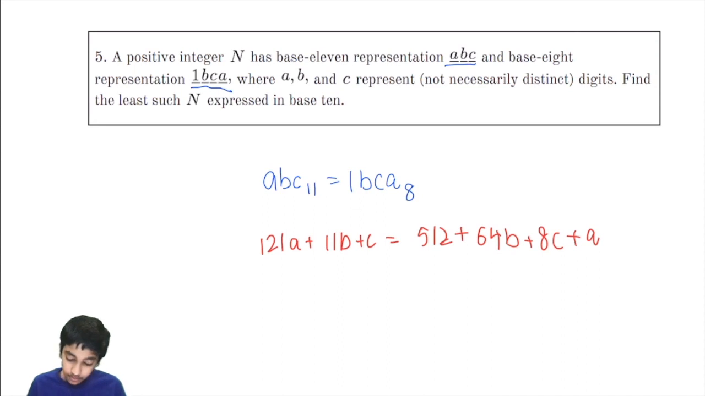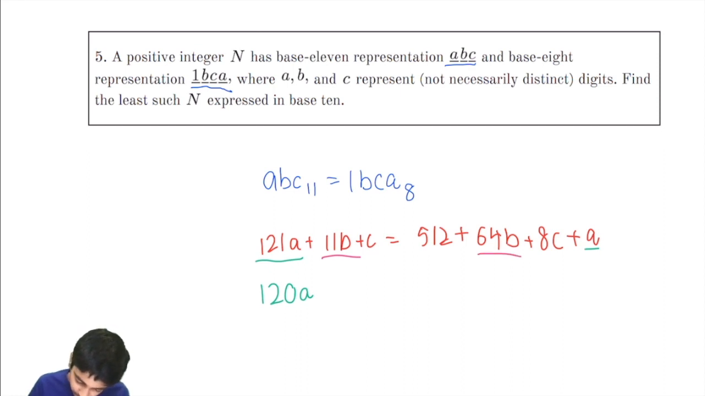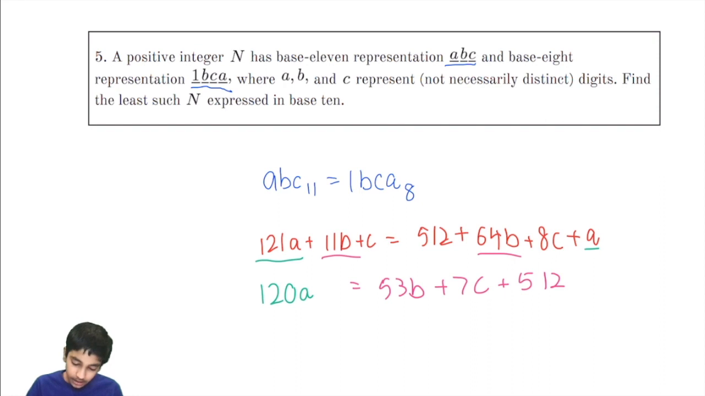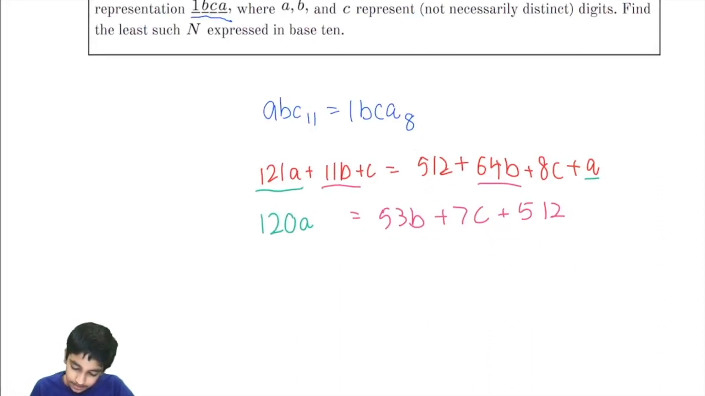Of course we have these common terms. We're going to want to simplify this out immediately. So 121a, a. Let's make this 120a on this side. We have 111b and 64b, so let's make this equal to 53b plus 7c plus 512. So now what? Well, now we have 120a equals this weird quantity.